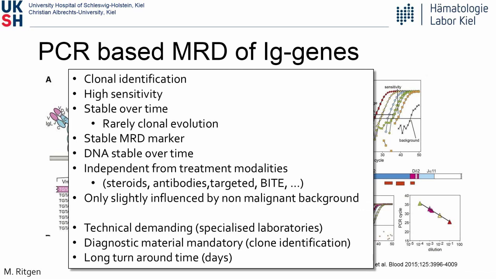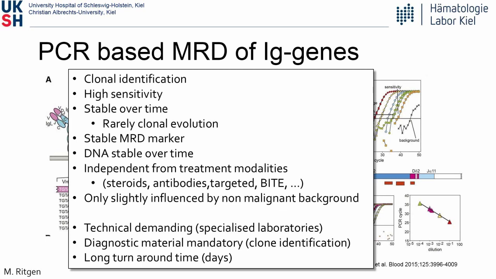So this is quite a good technology, but it's technically demanding, and only a few laboratories are able to do this to a high-quality standard. And we definitely need an initial diagnostic sample to identify the specific leukemic clone. And as I said, we need quite some time to develop the assay, and even the follow-up samples take at least a few days, up to a week or two, until the results are available in the clinic.